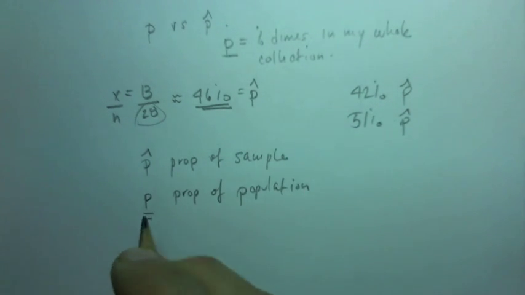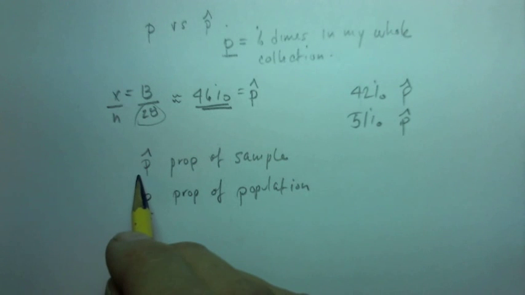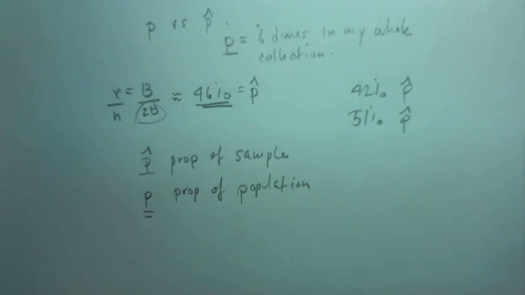We almost never really know what that number is. We use this number to try to target what that number is. In the next video, I'm going to show you how to make a confidence interval using this proportion.